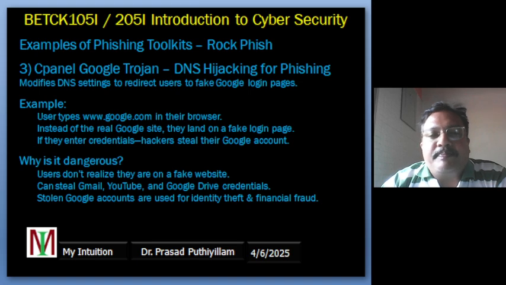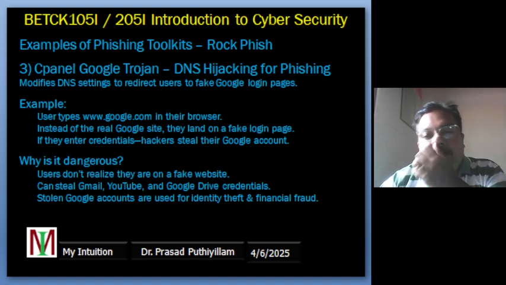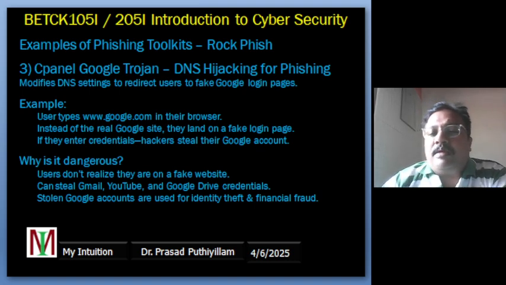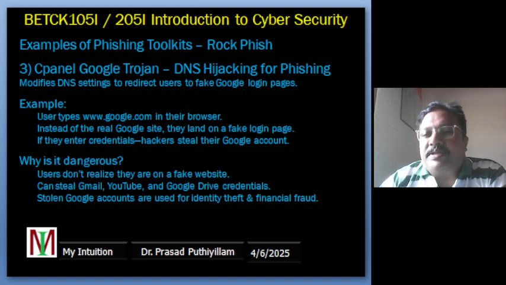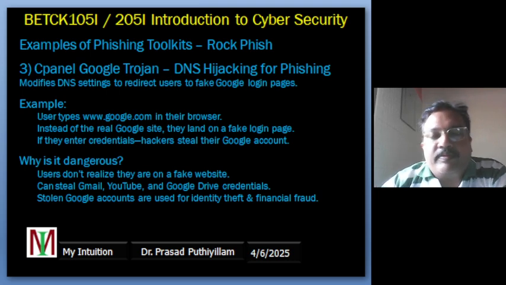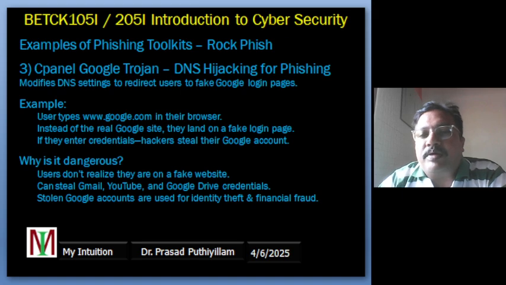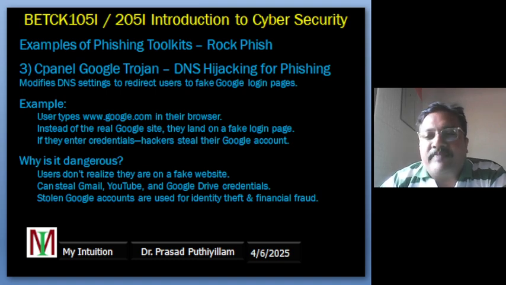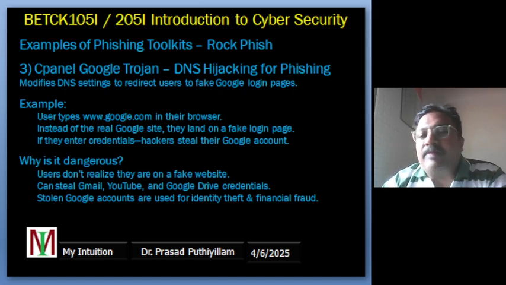See panel Google Trojan, the third one. It's a dangerous phishing toolkit which modifies the domain name system, that is DNS, settings. It redirects users to fake Google login pages and other phishing sites. For example, if a user types www.google.com in their browser, instead of going to the real Google website, they are redirected to a fake login page. When they enter their Google username and password, hackers steal their account.